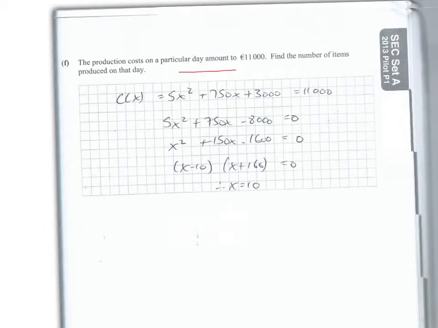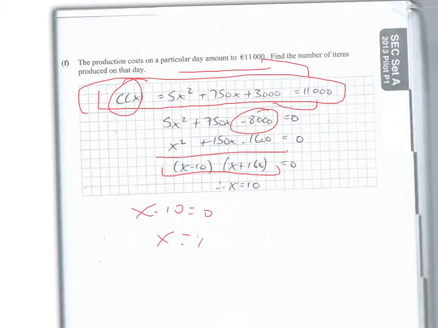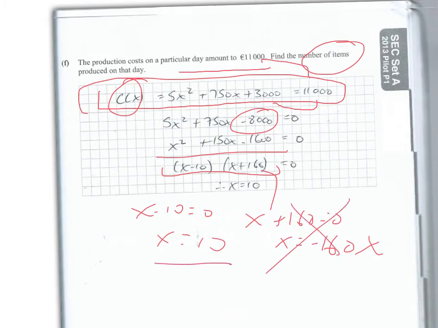Finally, the production costs on a particular day amount to 11,000 euros. Find the number of items produced. Well, there's the function there, and that's all equal to 11,000 euros. So you bring this 11,000 into here, you get minus 8,000. You can divide everything there by 5. You get this, and you solve to get the factors are that. So you can say x minus 10 equals 0, x equals 10. That's the number of items. Or you could say x plus 160 equals 0, x equals minus 160, but that's silly and we reject that. Okay, we accept that x equals 10.